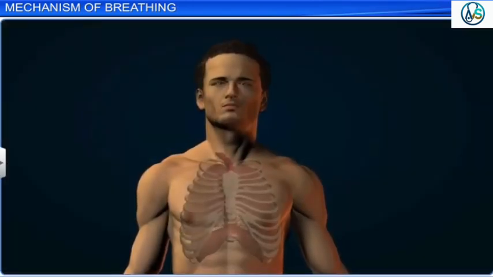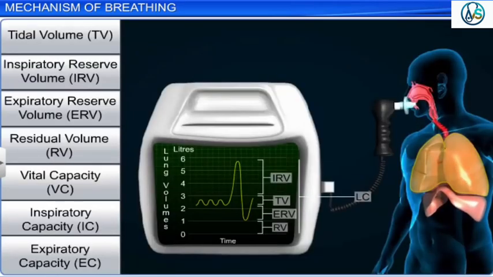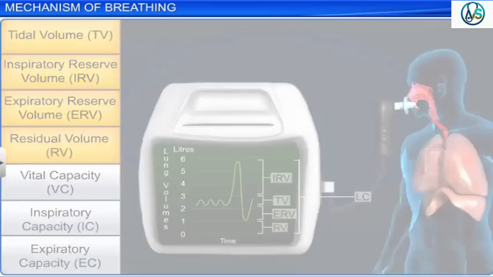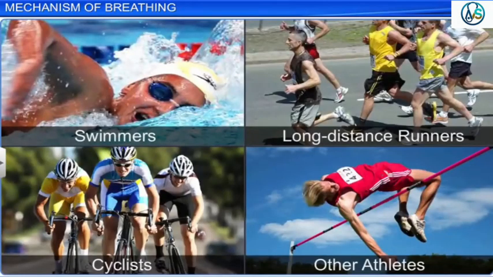The total volume of air accommodated in the lungs after maximal inspiration is known as total lung capacity. This includes residual volume, expiratory reserve volume, tidal volume, and inspiratory reserve volume. It is this capacity of our lungs that allows swimmers, long-distance runners, cyclists, and other athletes to maintain their stamina, pace, and speed required to win a race.